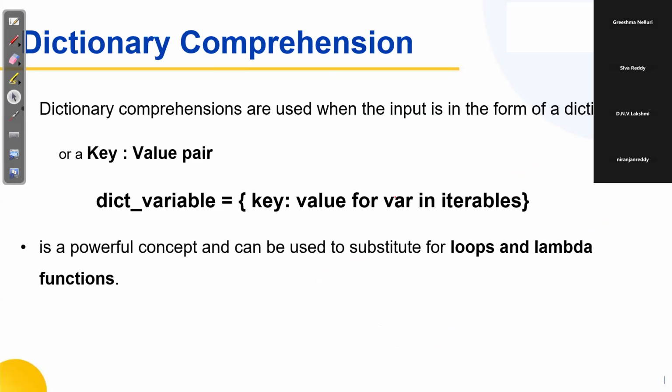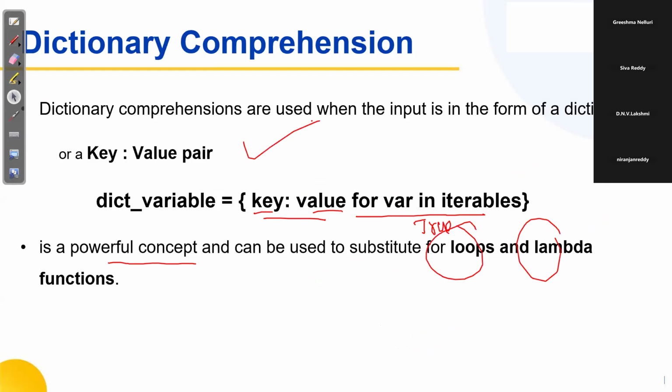Yes. See the syntax. For loop. When the for loop is true, then it will go to the output expression. The output expression consists of key, colon, value. Is it okay? Now, dictionary comprehensions are a powerful concept. Instead of writing nested loops and lambda functions, we can write a dictionary comprehension.